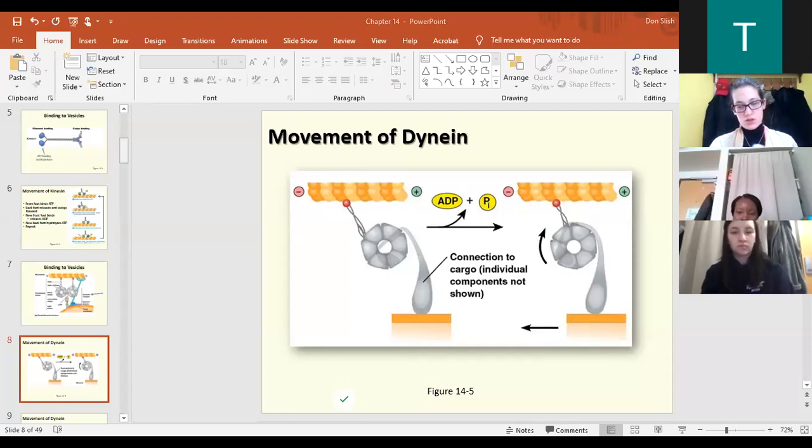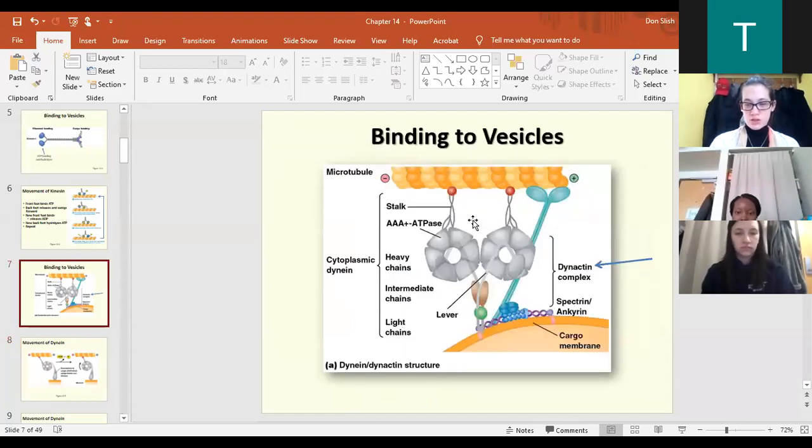Now, cytoplasmic dynein. So now we've got the other protein, dynein, which is slightly different in structure. You can see you've got these big circular areas and you've got this lever region in the middle, the stalk, and the globular heads here. So this is all dynein here.